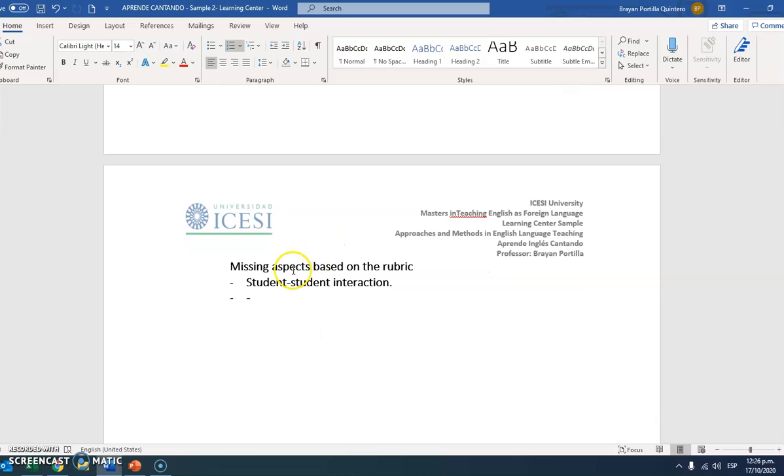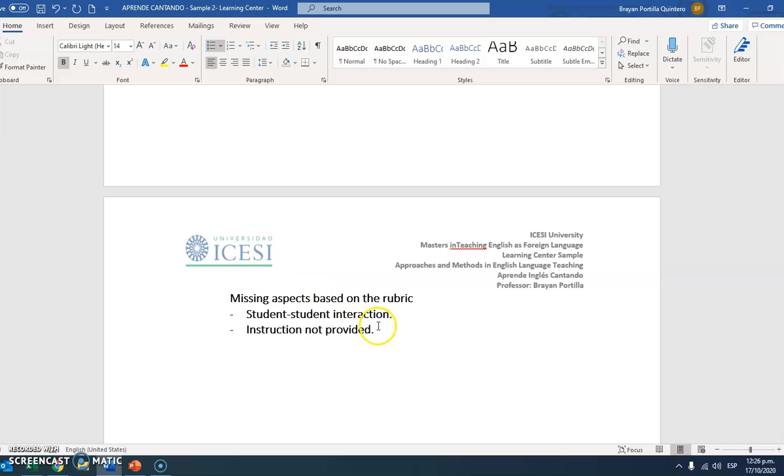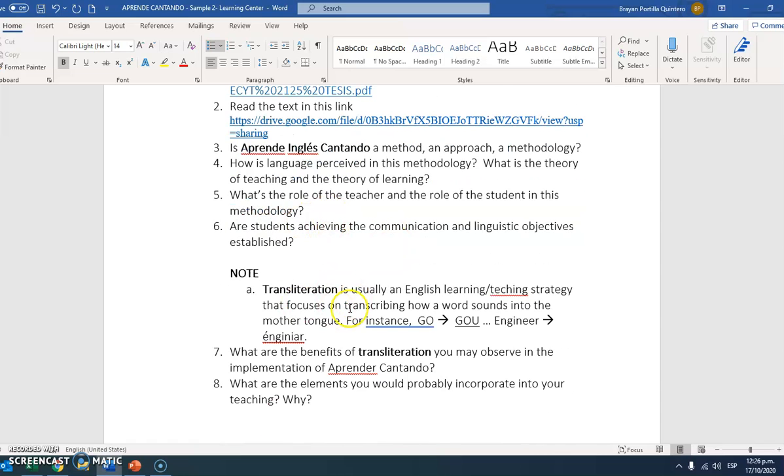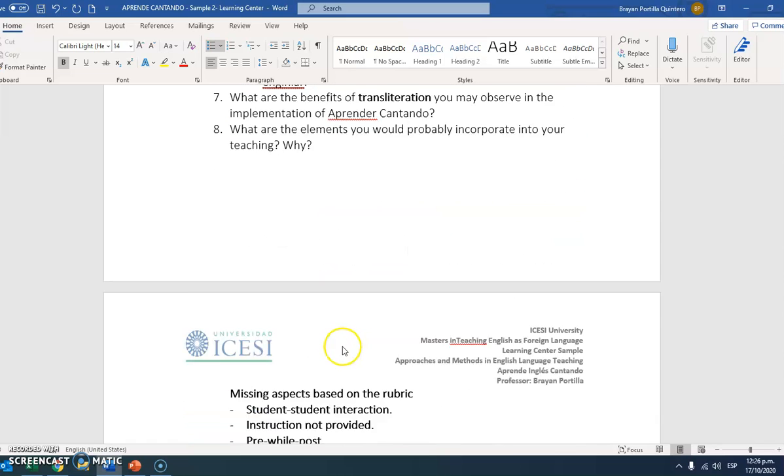So what are the main or missing aspects here? There is no student-student interaction. Instructions are not provided, which makes it very difficult for a person to study independently and follow this. Remember that if you're going to study independently, instructions should be clear. And the pre, the while, and the post stages are not easy to follow. So I don't clearly see a process in this learning center.